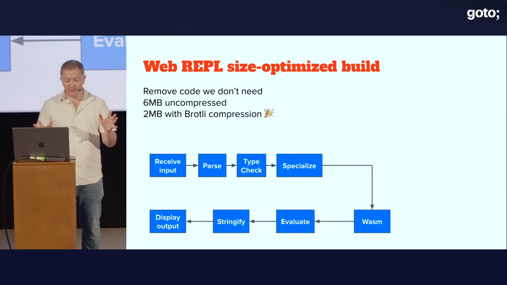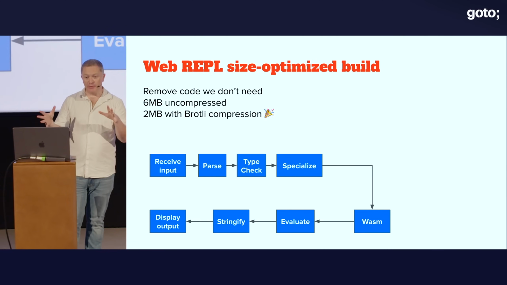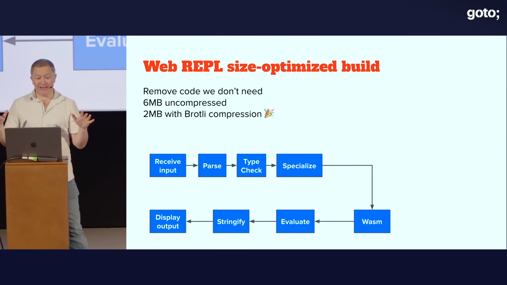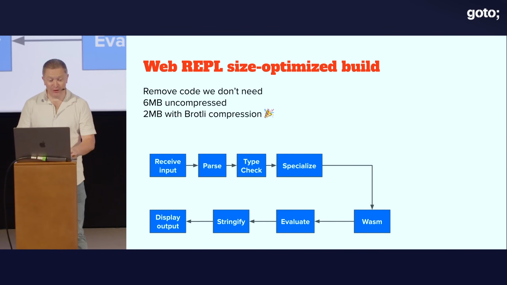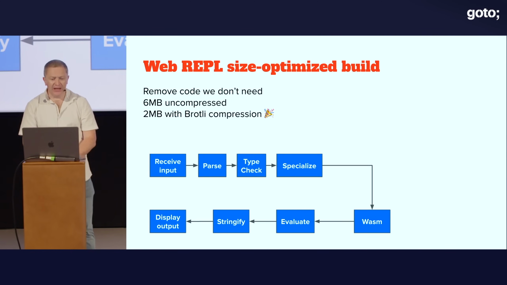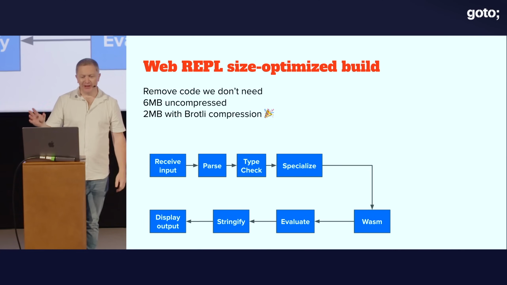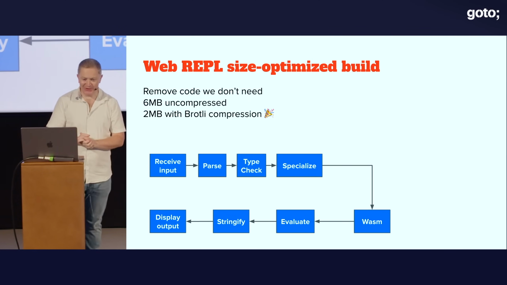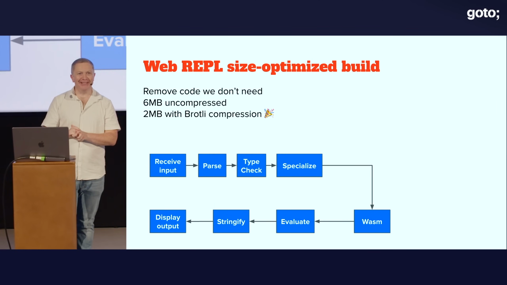And that enabled us to make a kind of size optimized build for the web REPL, by removing all the code we don't need, and we got all the way down to 6 megabytes of uncompressed WebAssembly, and then we can shrink that down again using compression. We use Brotli compression, which is kind of like gzip, but more aggressive. And yeah, we got it down to 2 megabytes, which is a chunky enough web page, but it's acceptable.